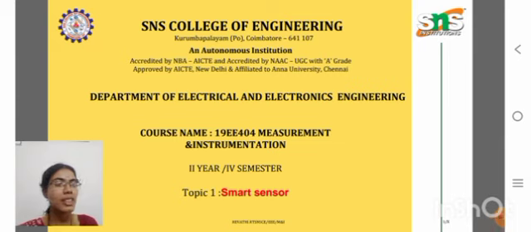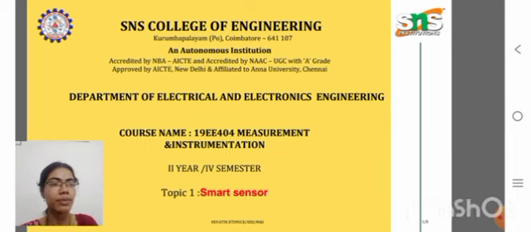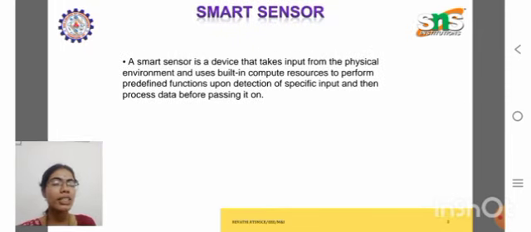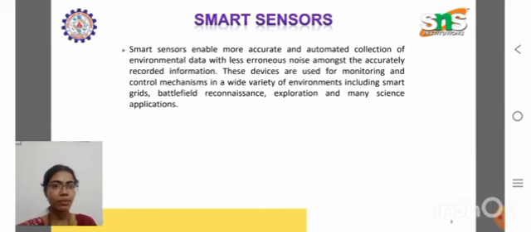In the lecture series videos of measurement and instrumentation, today's topic is sensor, smart sensor. What is the definition of a smart sensor? A smart sensor is a device that takes input from the physical environment and uses built-in compute resources to perform predefined functions upon detection of specific input and then process data before passing it on. This is the definition of a smart sensor.